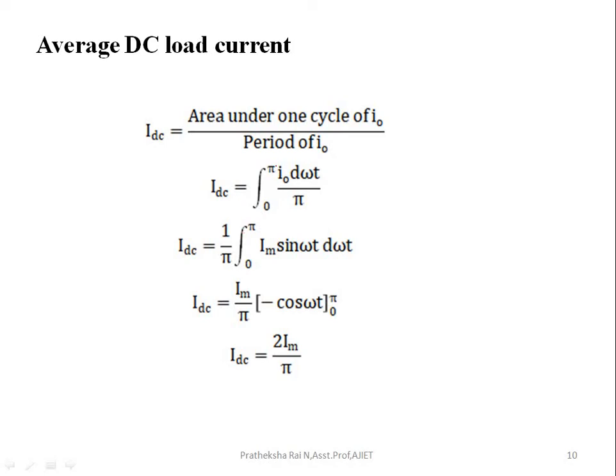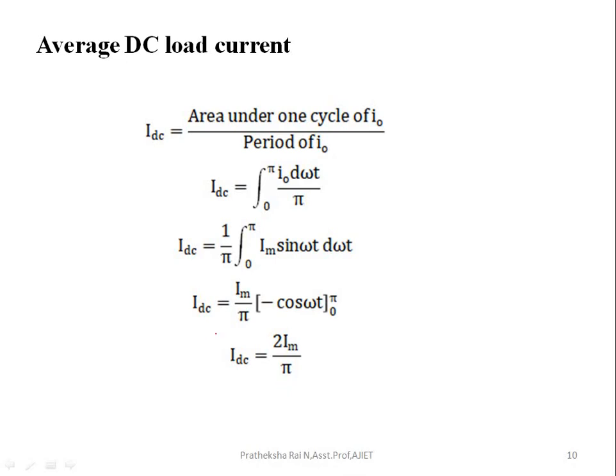Now what is I0? I can write it as Im sin omega t d omega t. Im is constant because the peak current is constant, so Im by pi I can take outside. The integration of sin omega t is minus cos omega t, with limits 0 to pi. When you apply the limits, minus cos pi minus of minus cos 0, we get 2 Im by pi.